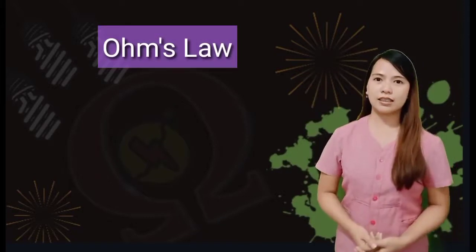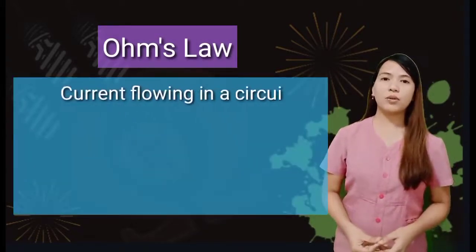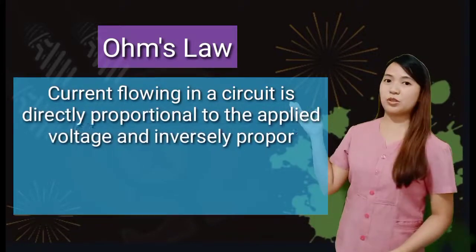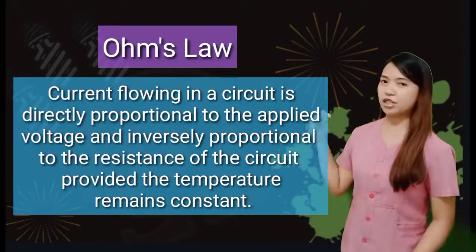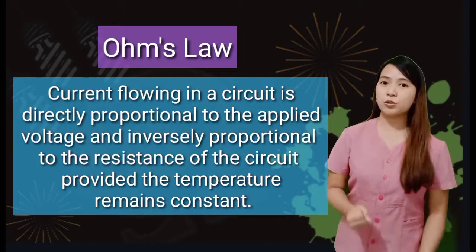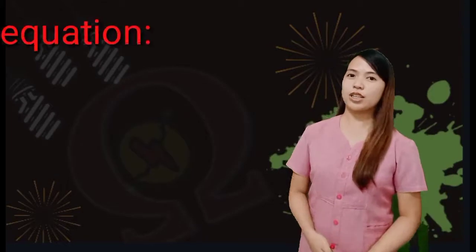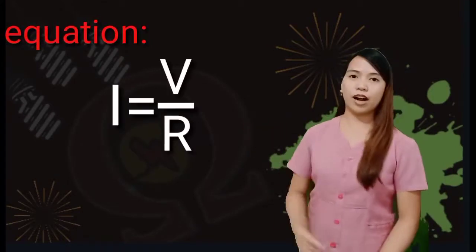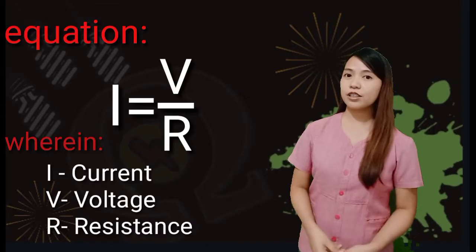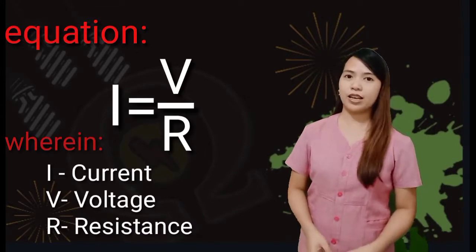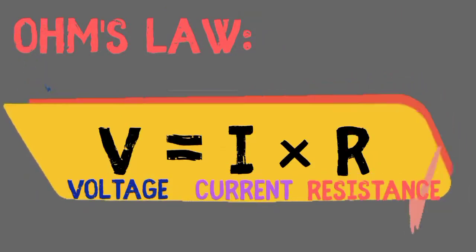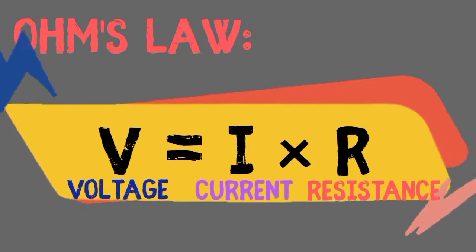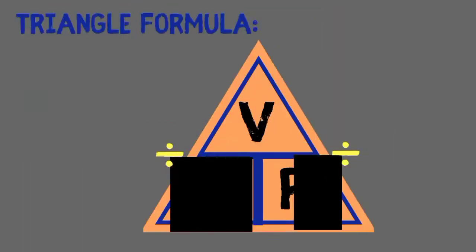This states that the current flowing in a circuit is directly proportional to the applied voltage and inversely proportional to the resistance of the circuit, provided that the temperature remains constant. Our equation is I equals V over R, wherein I is the current, V is voltage, and R is the resistance. Ohm's law is usually written as V equals I times R. But what if we wanted to solve for voltage or resistance instead?